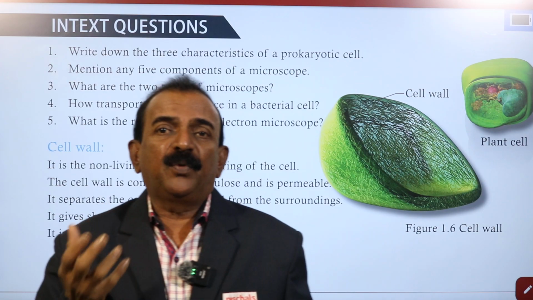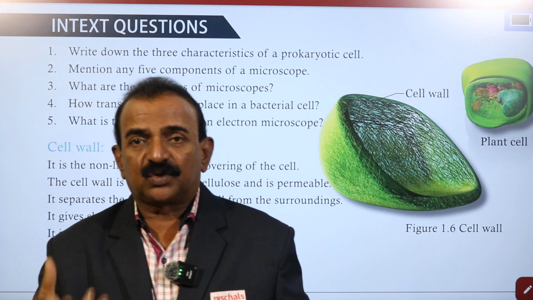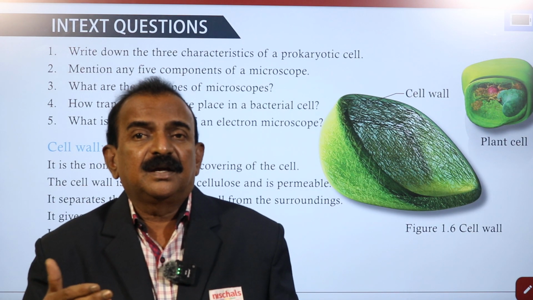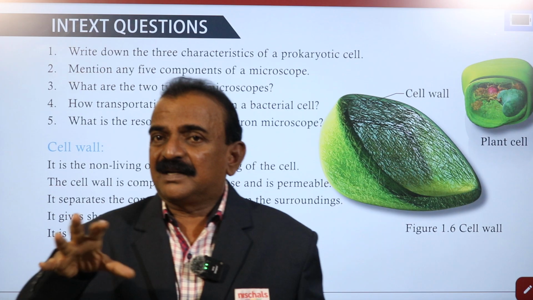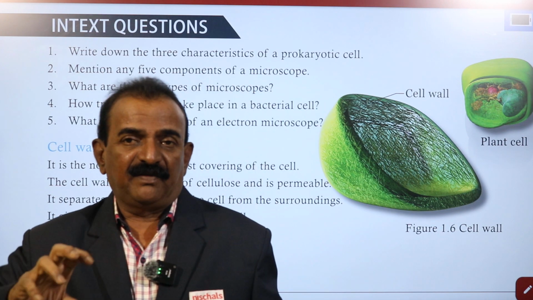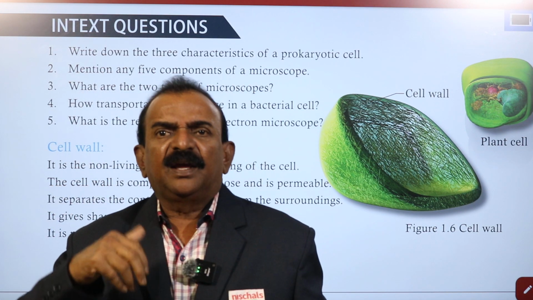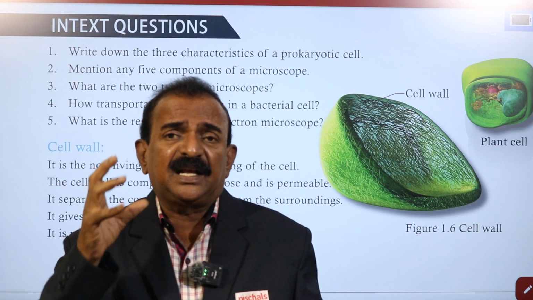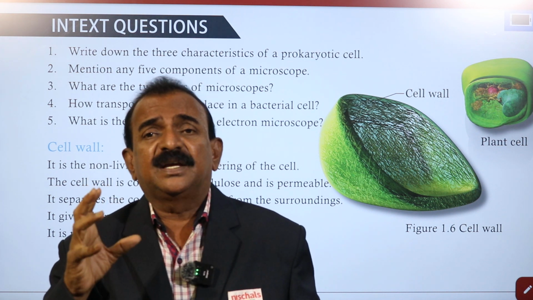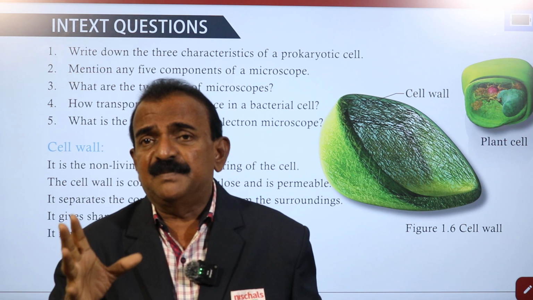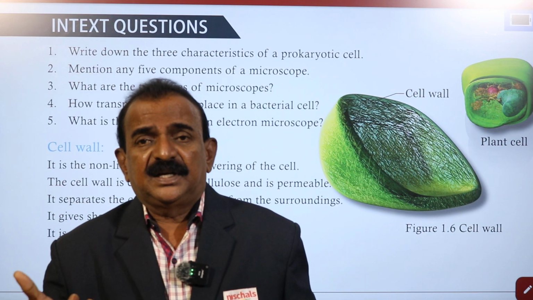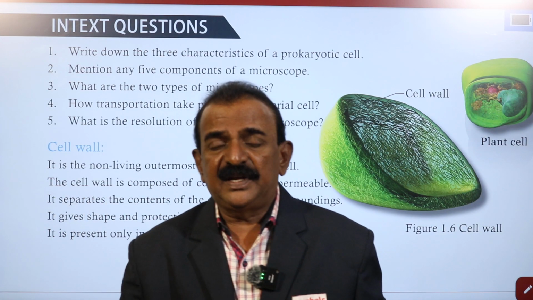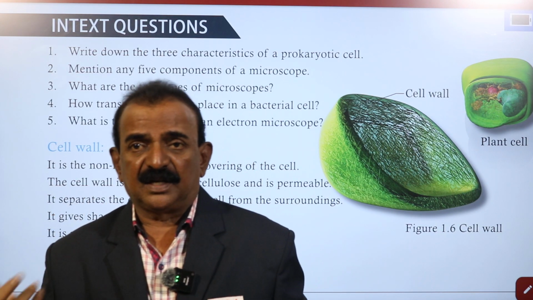The compound microscope is also called a light microscope, and this microscope is useful to magnify the object 4,000 times. An electron microscope is a modified and sophisticated device, and it uses electron beams to magnify the object, and it can magnify the object 1 lakh times. So that is the difference between compound microscope and electron microscope.